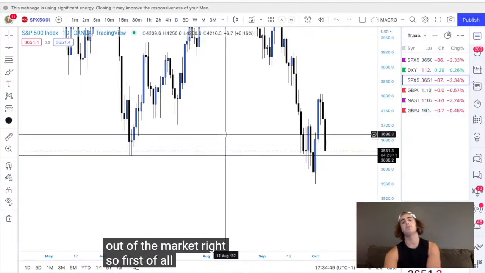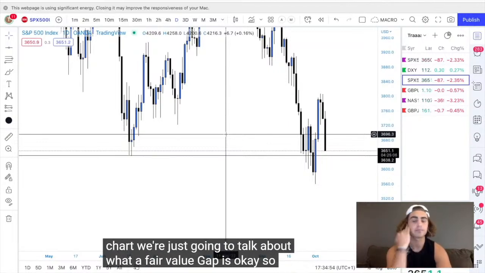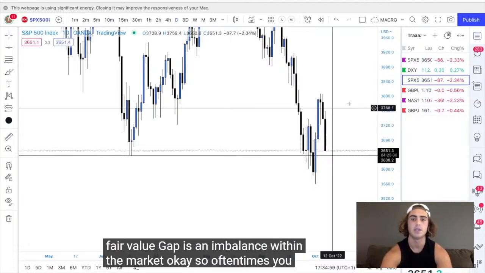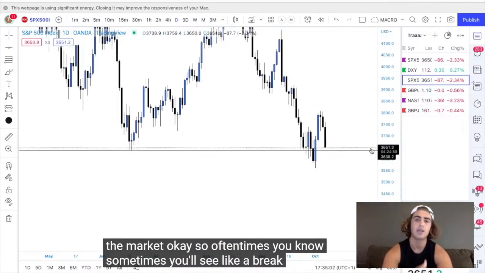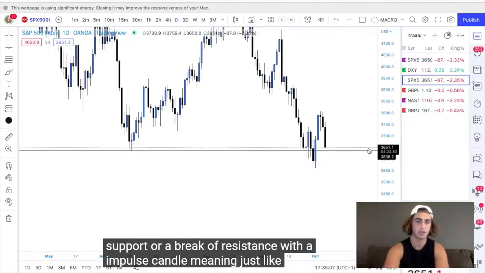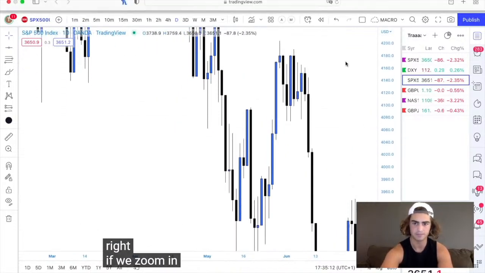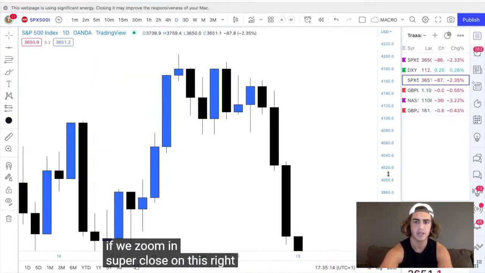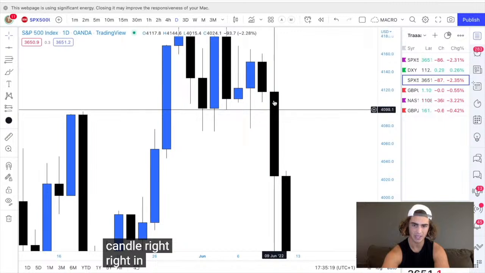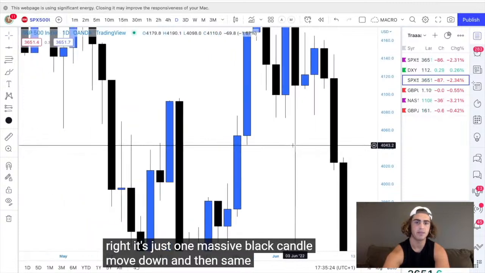So first of all, before we go into the chart, we're just going to talk about what a fair value gap is, okay? A fair value gap is an imbalance within the market. Sometimes you'll see a break of support or a break of resistance with an impulse candle, meaning a full candle, something that looks like this, right? If we zoom in super close, this candle right here is the impulse candle. It's just one massive black candle moving down, and then same thing to the upside.